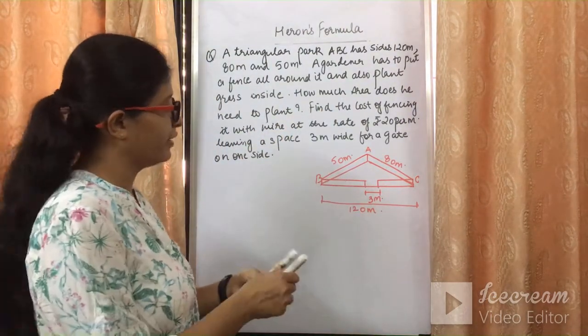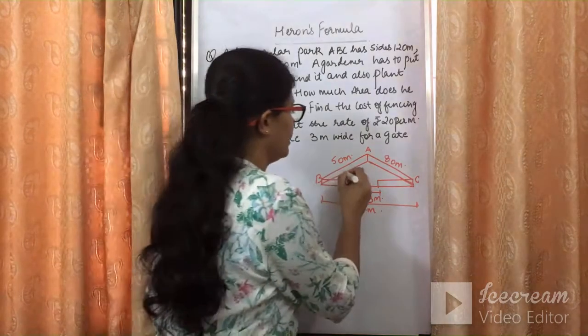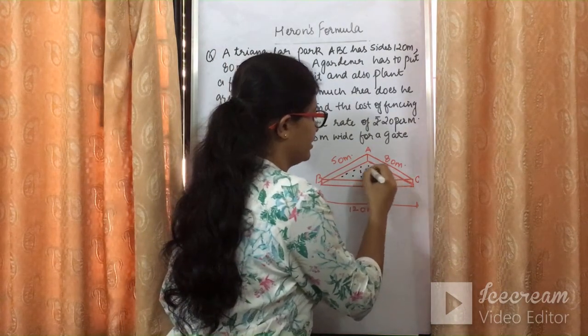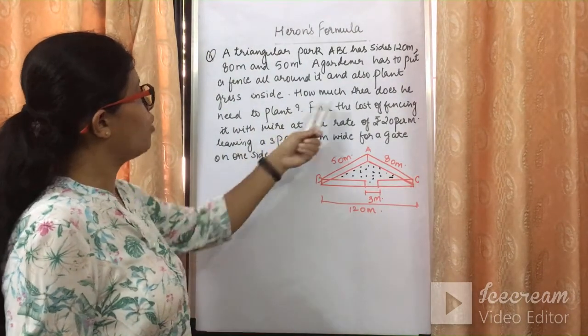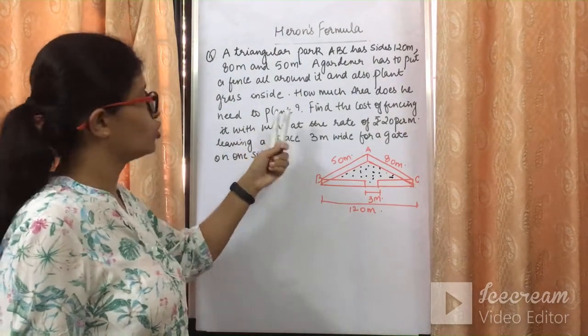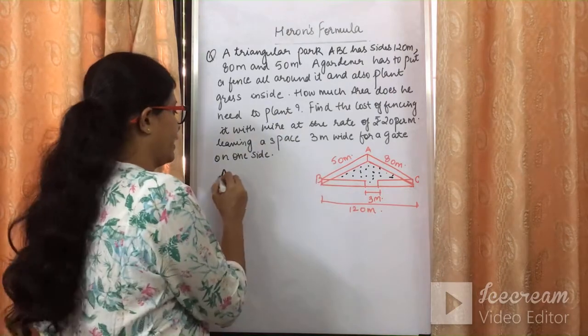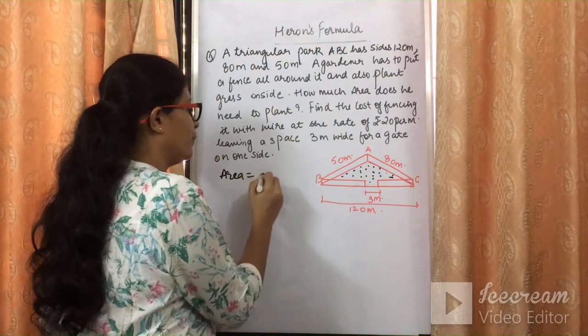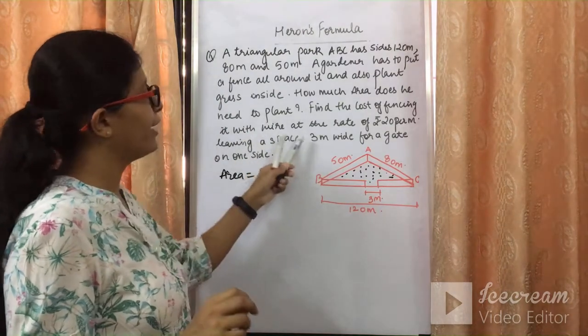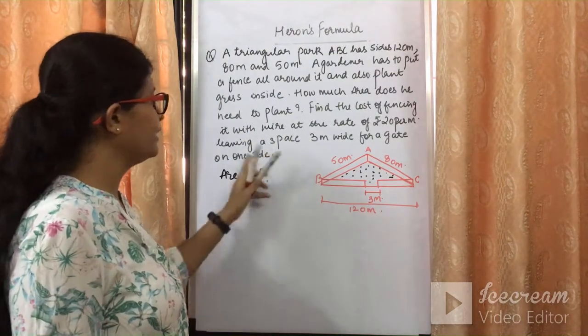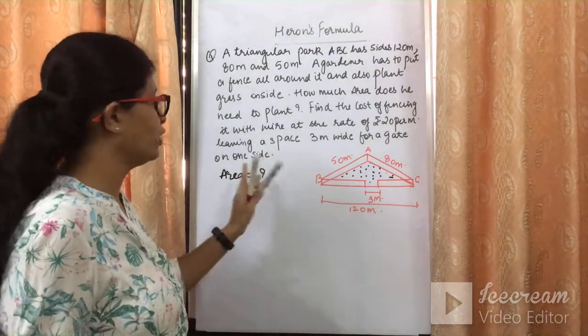अंदर क्या plant करना है? Grass plant करनी है. So here we need to have grass in this area. Fine. So how much area does he need to plant? So first of all we need to find the area he needs to plant the grass, and find the cost of fencing it with wire at the rate of rupees 20 per meter, leaving a space of 3 meter wide for a gate on one side.